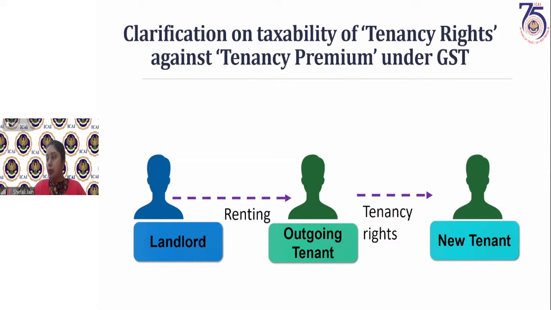First of all, there are two clarifications regarding Schedule 2. The first clarification is on taxability of tenancy rights against tenancy premium under GST. There is a transaction, or you can say an arrangement, an agreement between a landlord and a tenant that the landlord will get the rent on renting out his property to the tenant. Now, this tenant can also further transfer the tenancy rights which he has in the property, which he has taken on rent, to a new tenant. How does this transaction actually work?